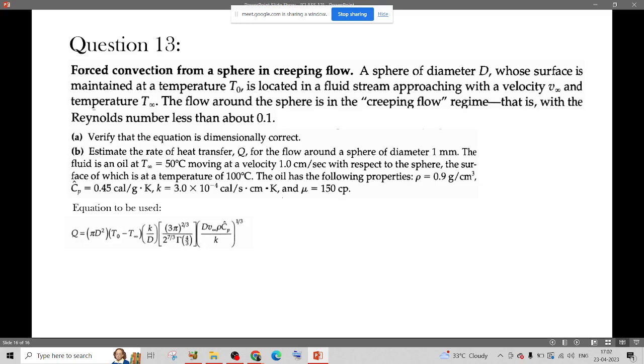So first we have to do the dimensional analysis and see whether the equation is correct or not. And the second one is that, putting the values, we have to calculate the Q, and the equation is already given here. So I'll give you 4 minutes to solve this, and then we'll proceed with the solution.